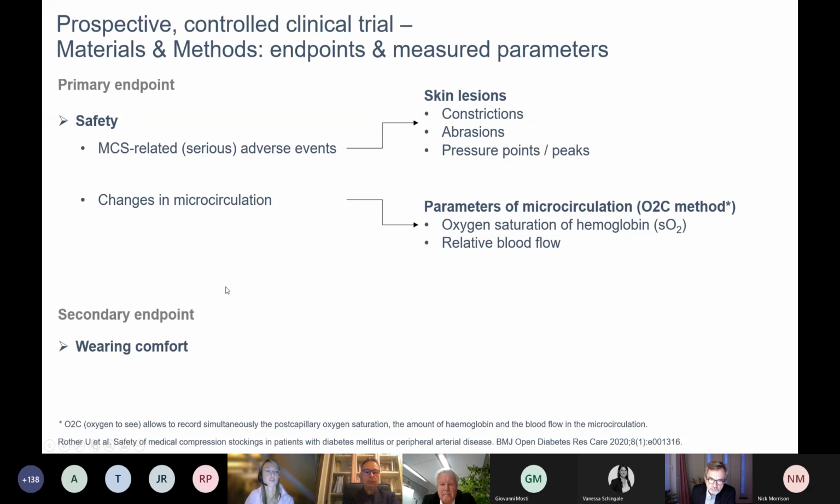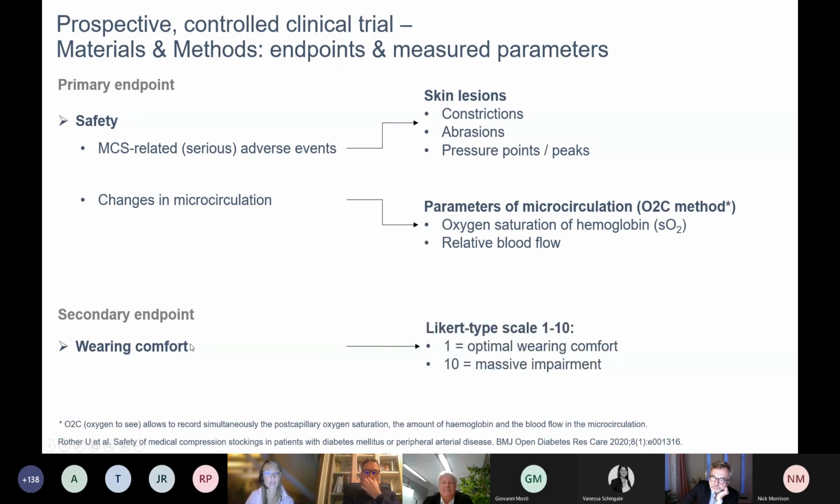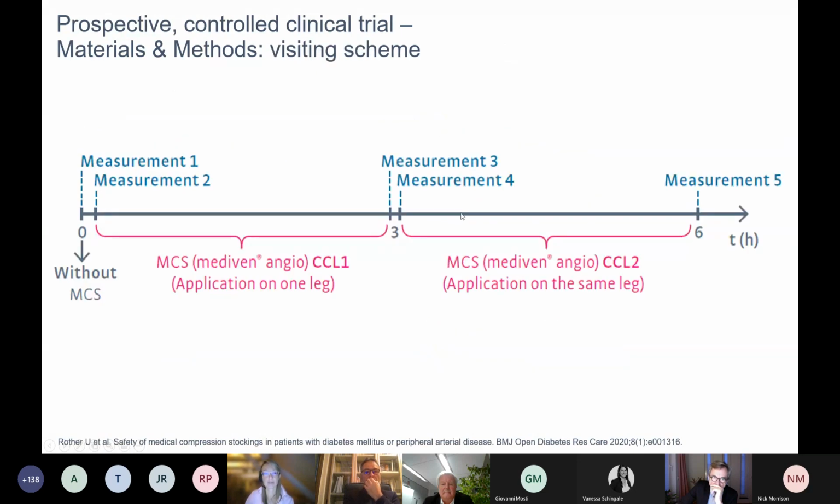And on the other hand, we were, of course, also interested in the patient's subjective feeling regarding this new stocking. So these are more the objective parameters analyzed by the physician. And this secondary endpoint was more a patient-related outcome. So the patients could rate the wearing comfort on a Likert scale from 1, optimal wearing comfort, to 10, massive impairment.